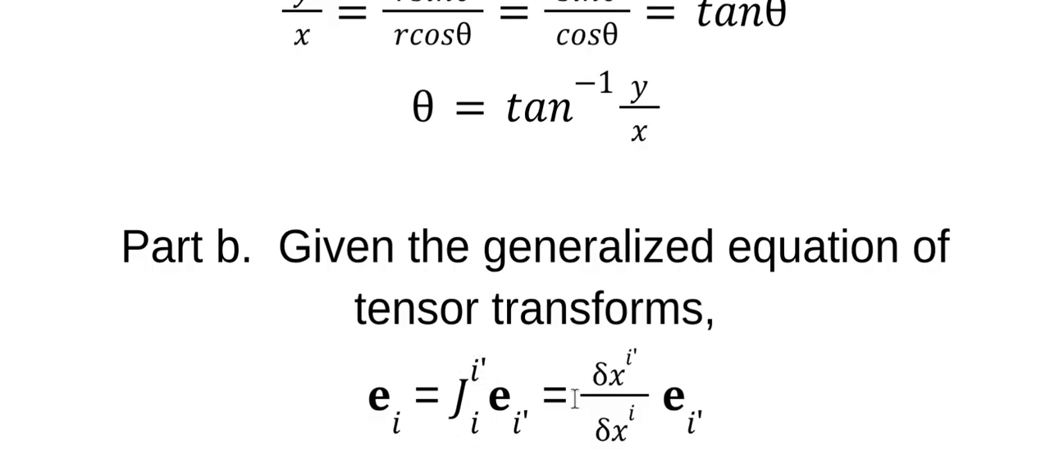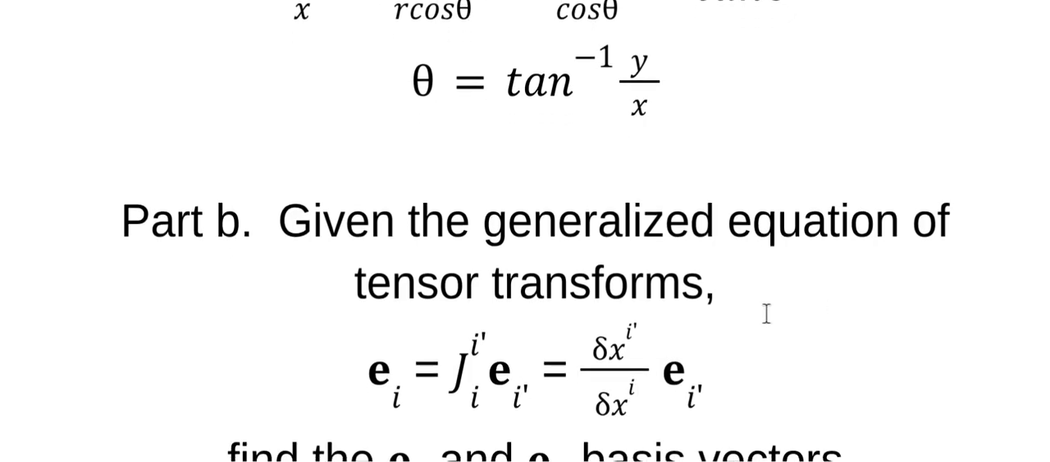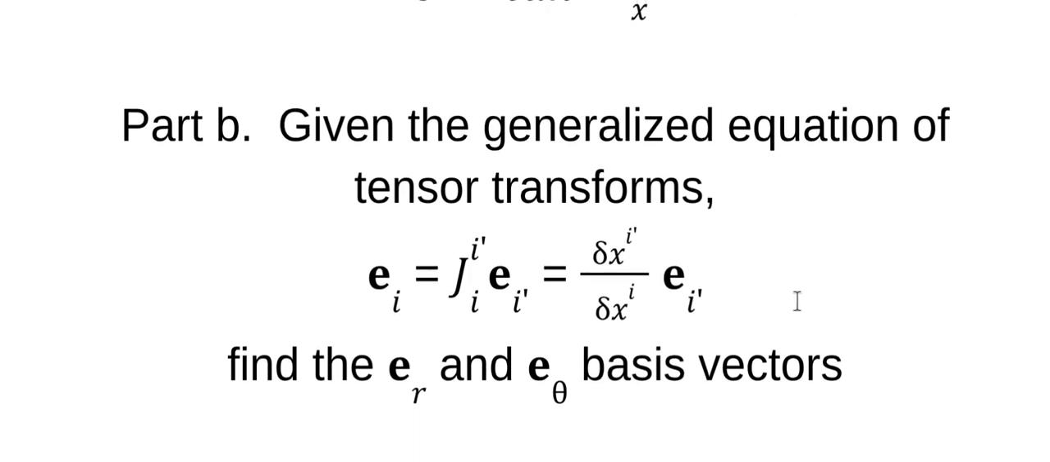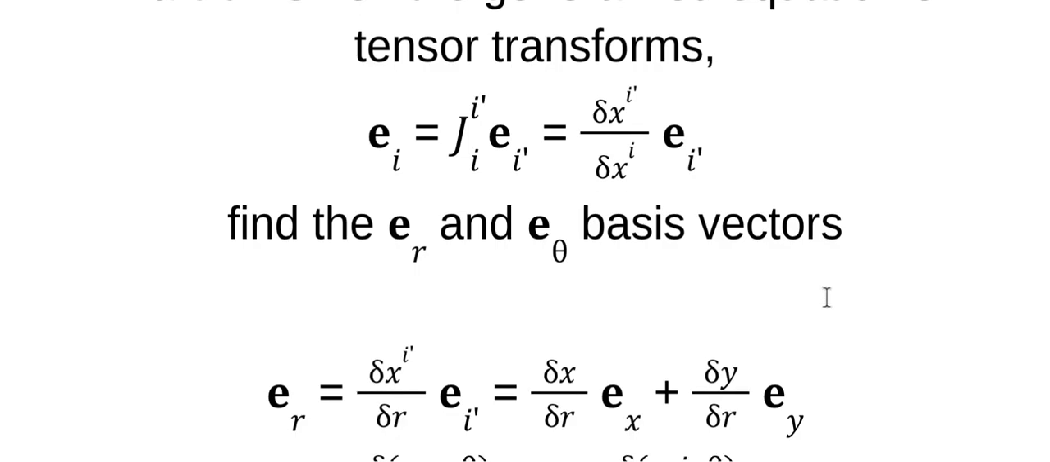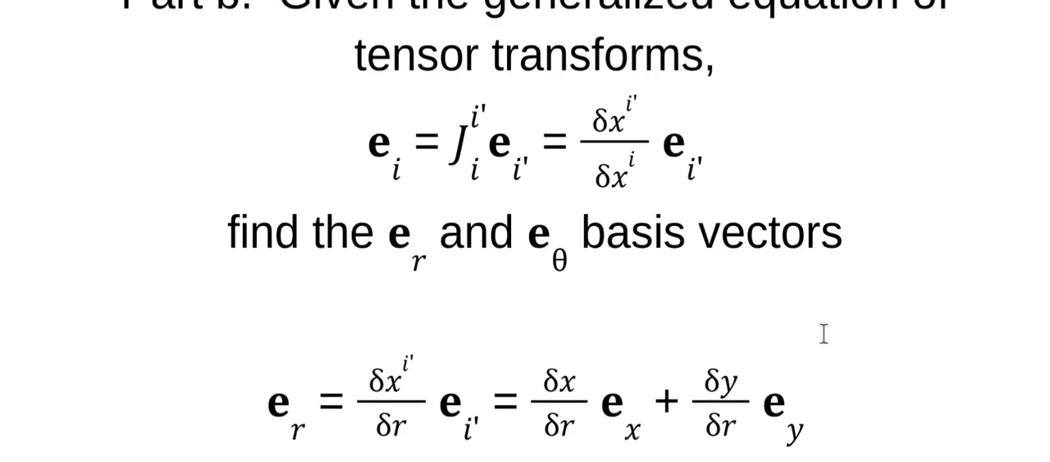This means the partial of x i prime with respect to x. So this is the partial derivative of the coordinate of the primed frame versus the coordinate in the unprimed frame. Okay? So we want to find ER and E theta. So the unprimed is r and the primed is xy. So that means the partial of x with respect to r times ex, partial y with respect to r times ey.